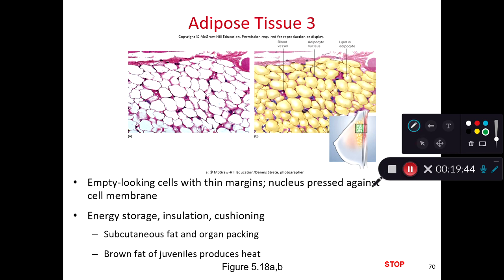Here's what this adipose tissue looks like in a photomicrograph. I want to emphasize here that the nuclei are small, off to the side of the cell, and the vast majority of the adipocyte is going to be filled with this large transparent storage vacuole filled with triglycerides.